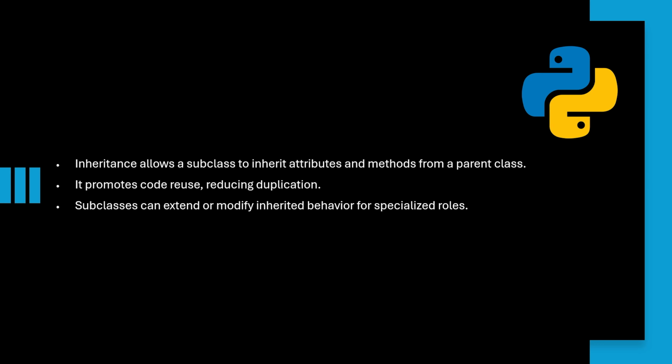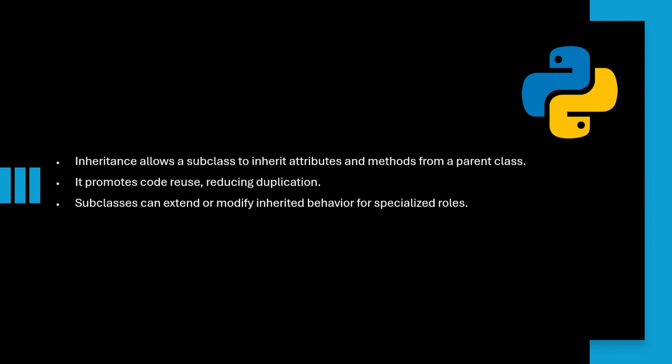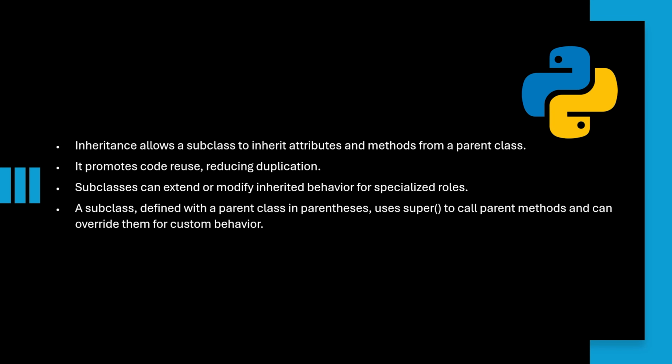For our case, it was an RPG game, so we can create a mage class, an archer class, and so on for the specialized roles of our characters. In Python, a subclass is defined with a parent class in parentheses, uses super to call parent methods, and can override them for custom behavior. You might want to add custom attributes or methods to your new subclass. You can just define it and start using it.